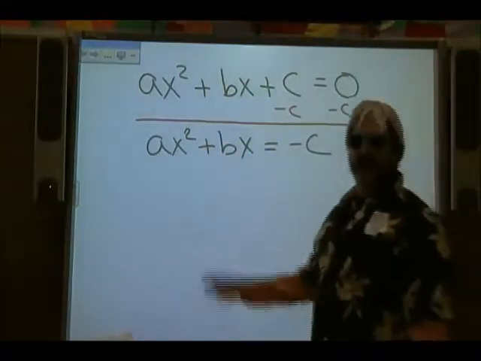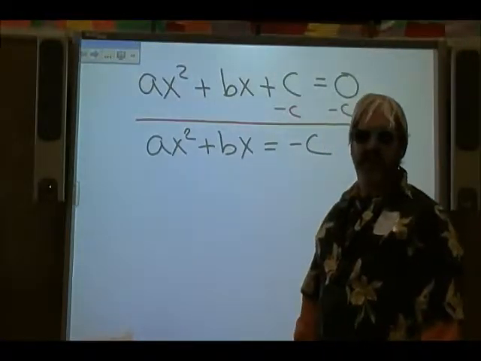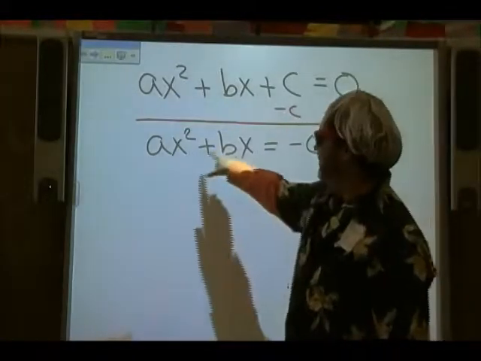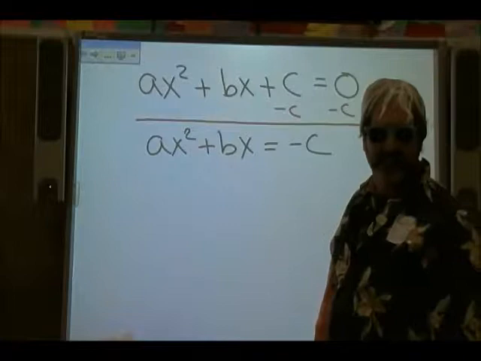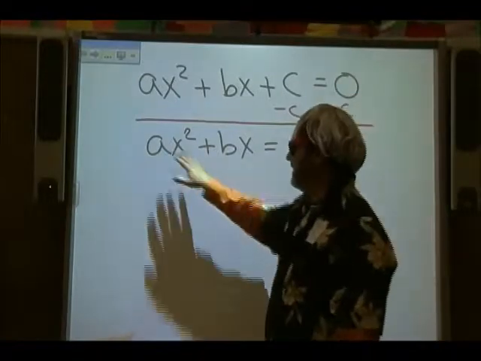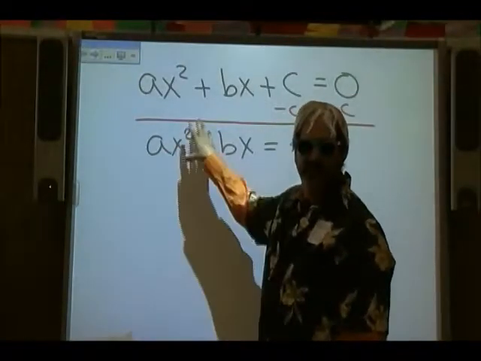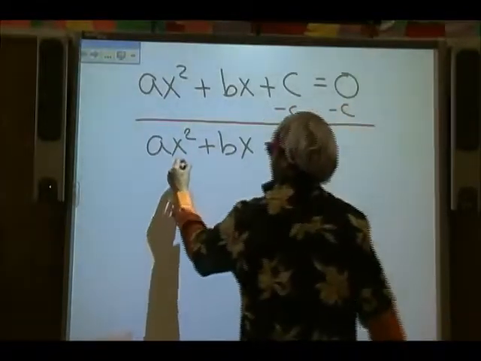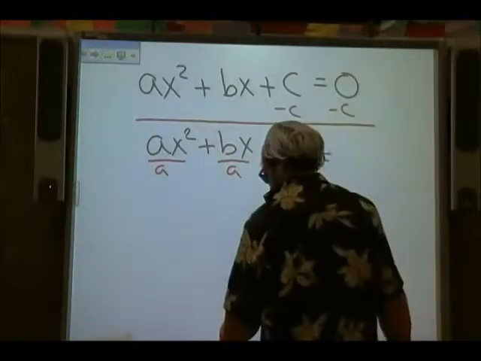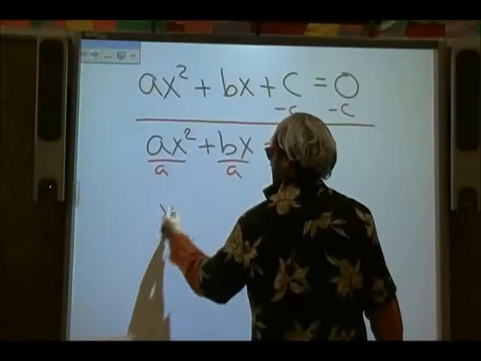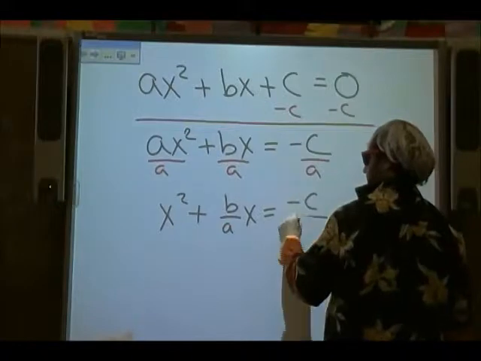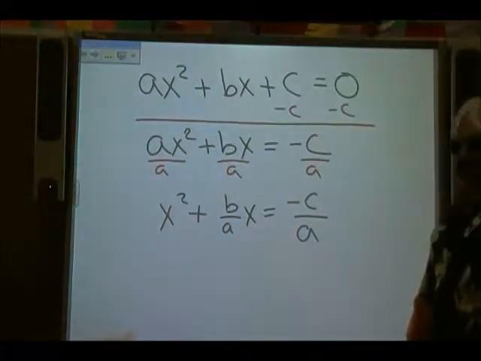Now I have this. See, the x's are together, and they're happy. But the problem is, they don't really want to play with the a. A is not really their friend. We can get rid of the a really quickly by just dividing it out. We're going to take precedent over the b because of this x squared. He's stronger, so let's get rid of this a. I divide everything by a, and I'm left with this.